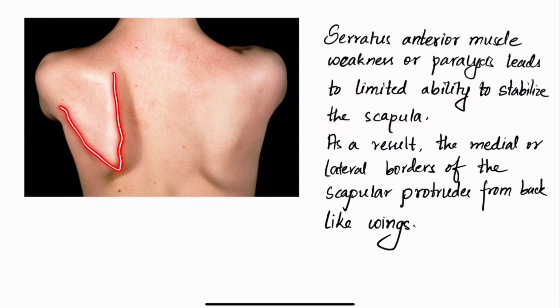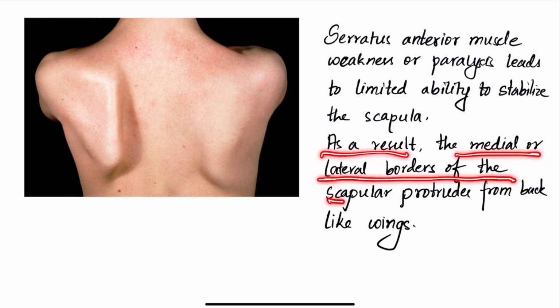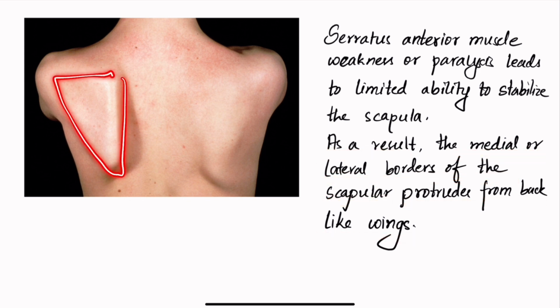The scapula is not properly stabilized, and it seems as if it is trying to pop off or come out of the body, as if wings are trying to form, and that's why it's called winged scapula. Serratus anterior muscle weakness or paralysis leads to limited ability to stabilize the scapula. As a result, the medial or lateral borders of the scapula protrude from back like wings, and that's why this is called winged scapula.